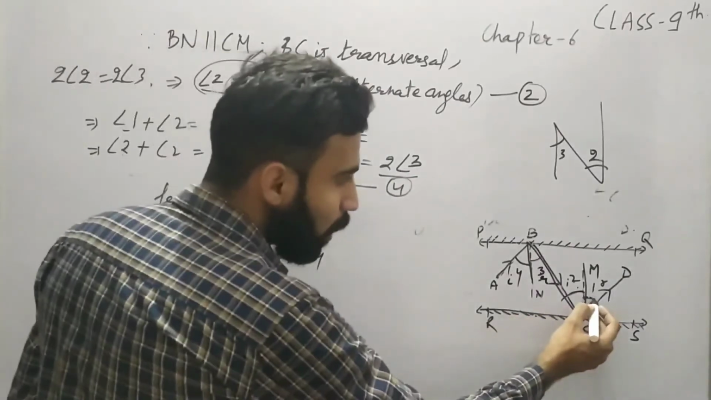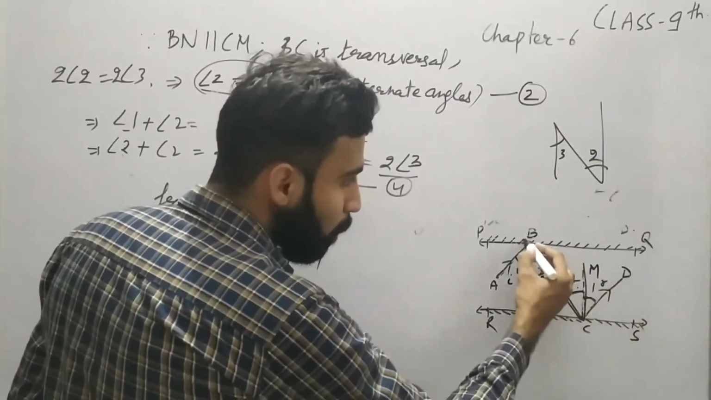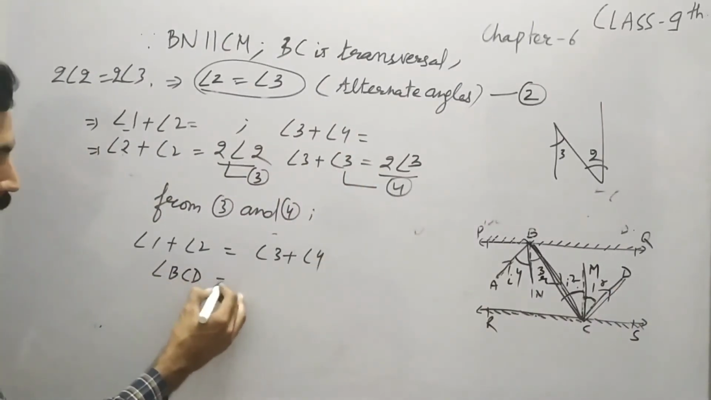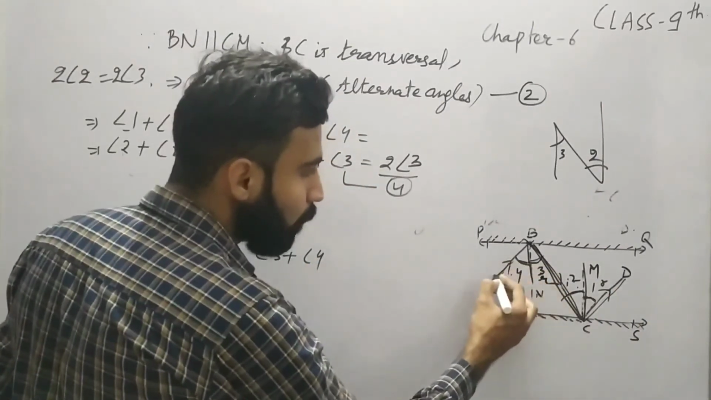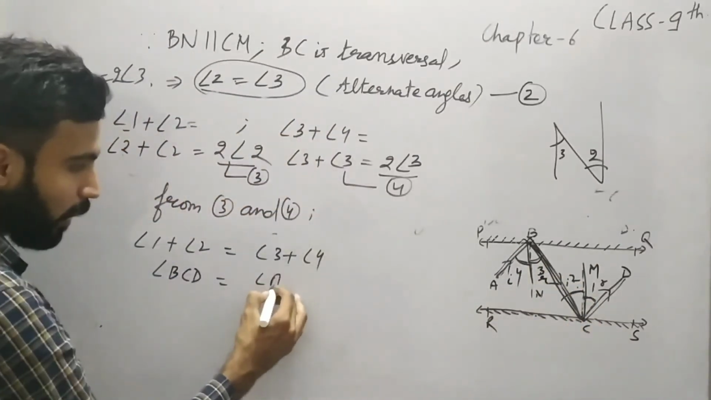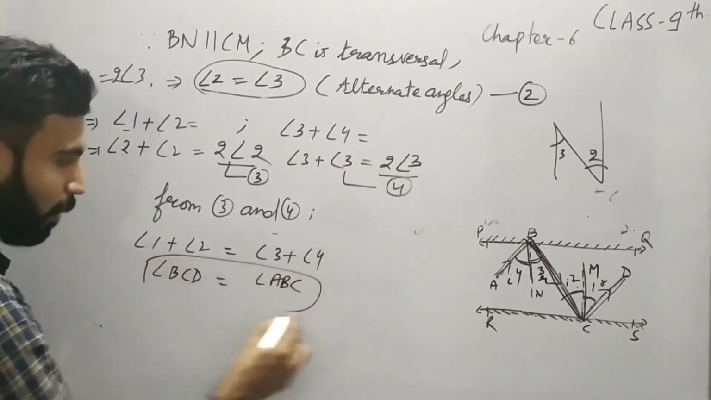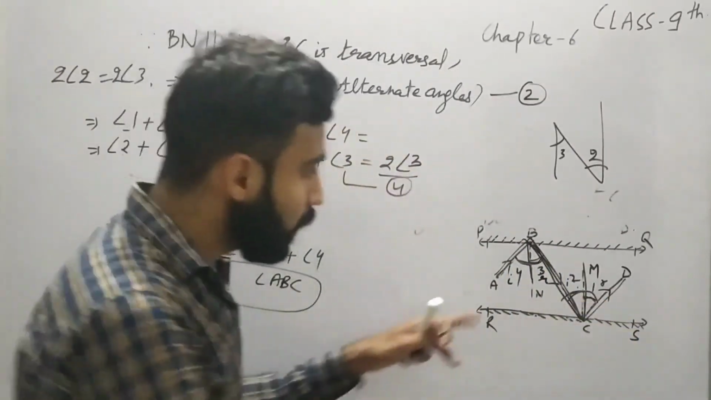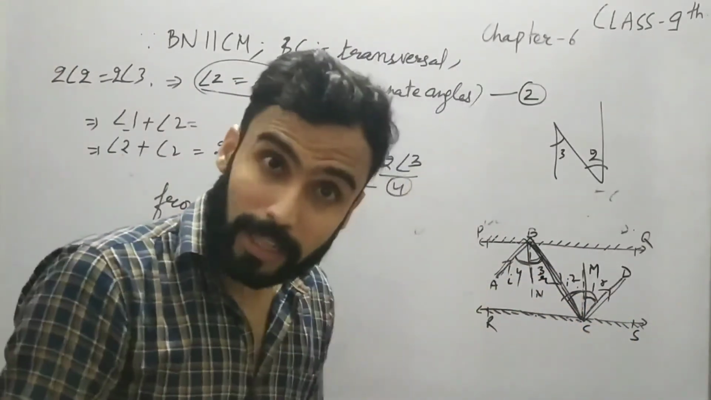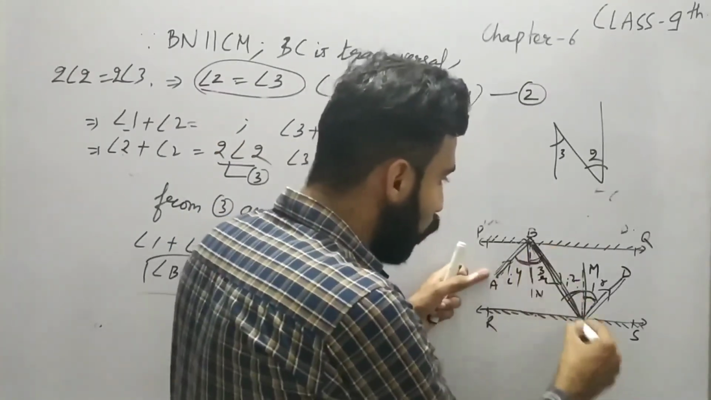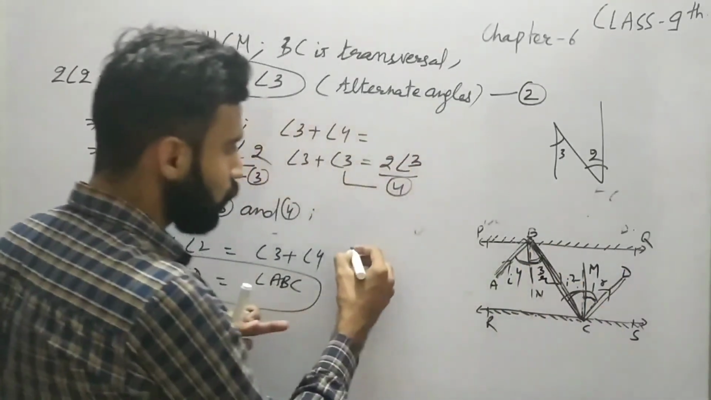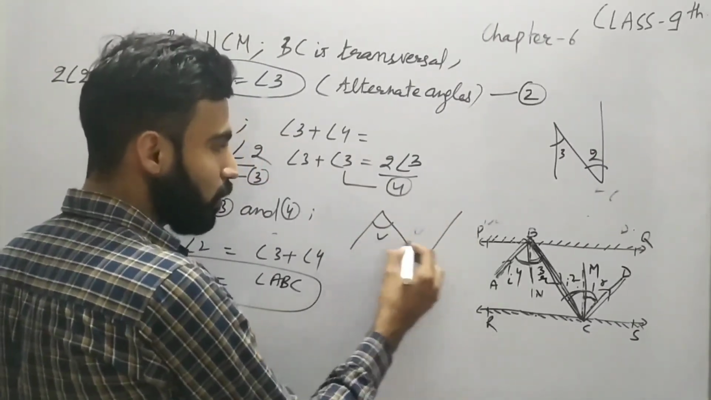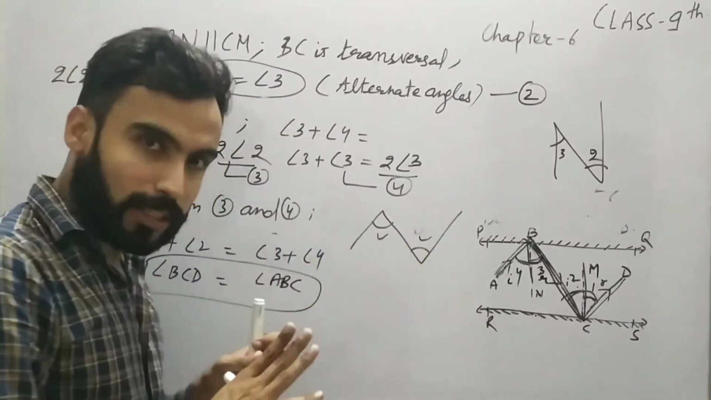Now you can see here angle 1 plus 2 is angle BCD. So let me just write here angle BCD, and angle 3 plus 4 gives you angle ABC, right? Now angle ABC is equal to angle BCD. That means these two angles are alternate angles. If you just observe that, this is forming a Z here. You can see here. Let me just draw it right here. So they are forming a Z structure. So that means they are equal. So alternate angles are equal.